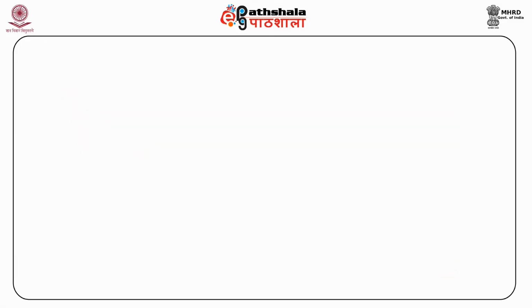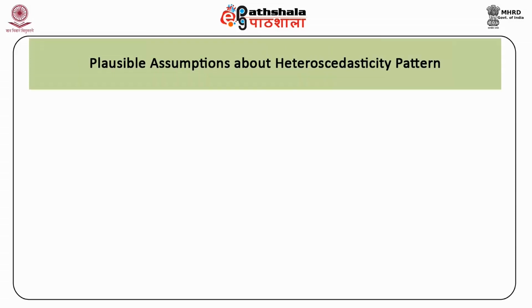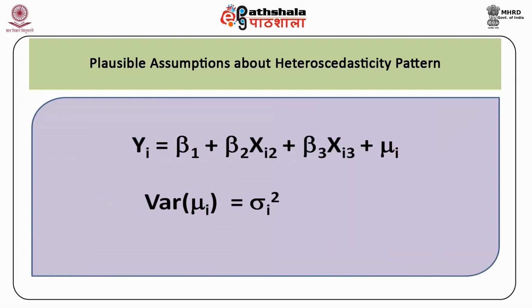In this method, we need to make some assumptions about the true error variance and transform the original regression model. After transformation, the new model satisfies the homoscedasticity assumptions. Let's say the original regression model is yi equals beta 1 plus beta 2 xi2 plus beta 3 xi3 plus mu i, and the variance of the error term is sigma square.